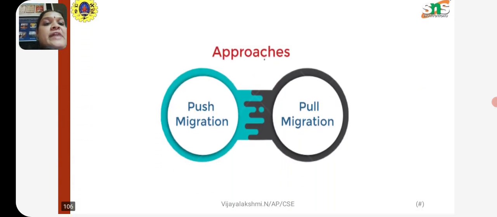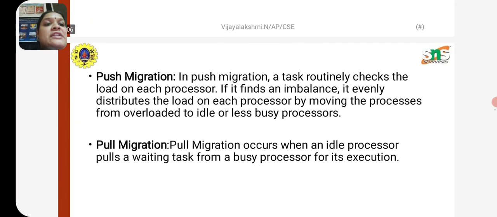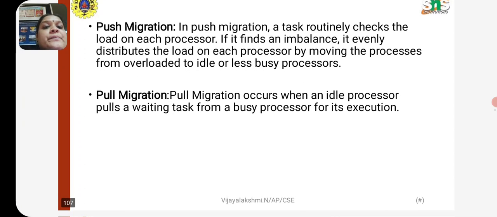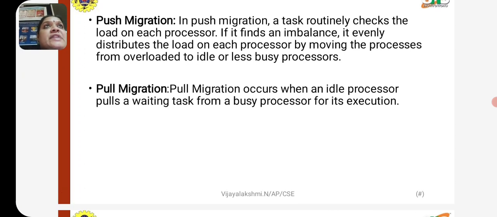And here also we have two approaches: push migration and pull migration. What is push migration? Push migration is a task which routinely checks the load on each processor. If it finds an imbalance, it evenly distributes the load by moving processes from overloaded to idle processors. Pull migration occurs when an idle processor pulls a waiting task from a busy processor for its execution, which is the opposite of push migration.